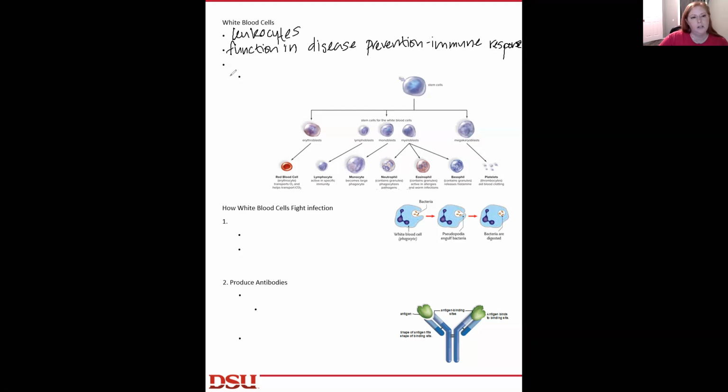They arise from stem cells in the red bone marrow, just like red blood cells do. And then red blood cells have something called EPO that stimulates their production, and white blood cells have something called colony stimulating factor. And this also helps in the differentiation process when it comes to the cells taking on their special structure and function.